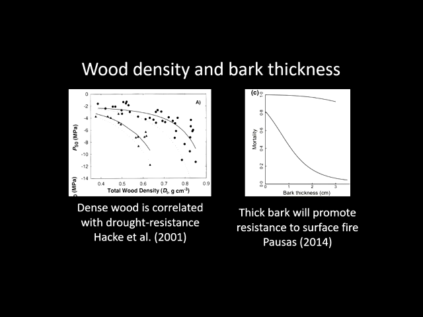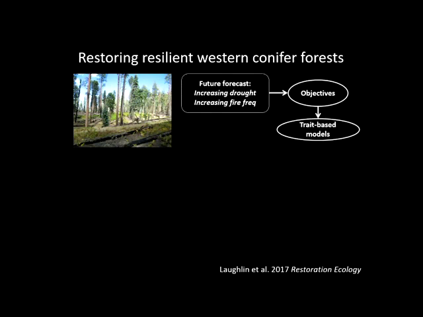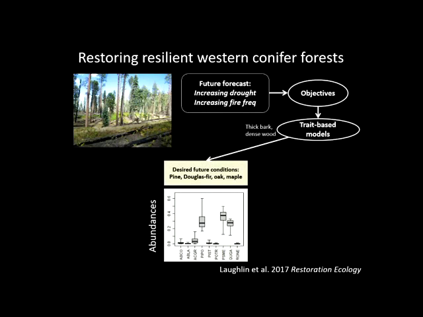And in the systems that we're working with in the western U.S., you can get trees that have bark that's like 10 centimeters thick. Okay, so super low mortality in surface fire. So if we want to create a community that has both dense wood and thick bark, then we can enter those as constants on the right-hand side of those equations. And if we do that, we enter the traits of the species pool into the model, and we come out with the abundances of those species that satisfy these conditions.